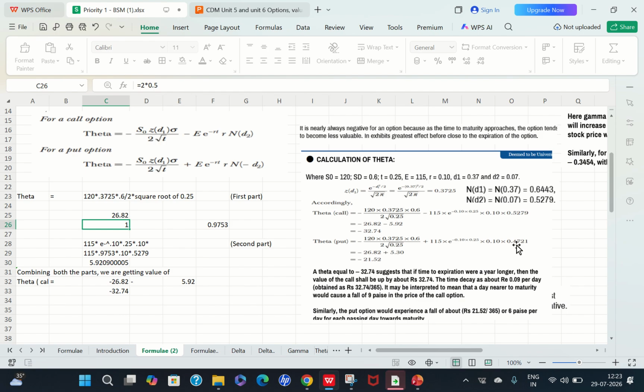N of minus d2 will be given in your problem itself. It will be given in your question paper itself. You need not worry about it. Okay.